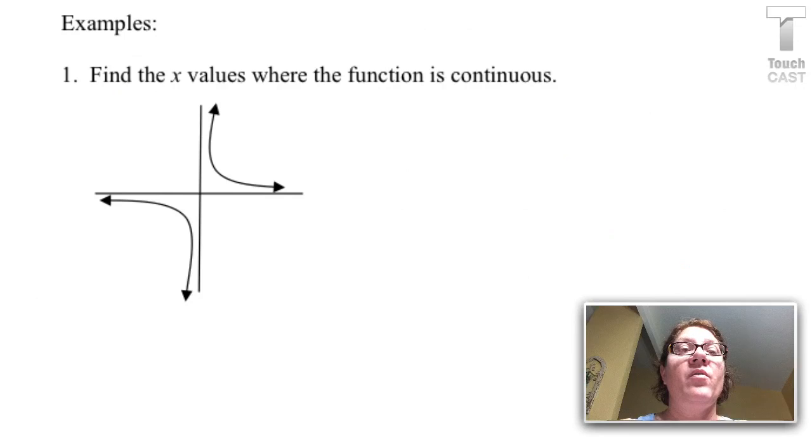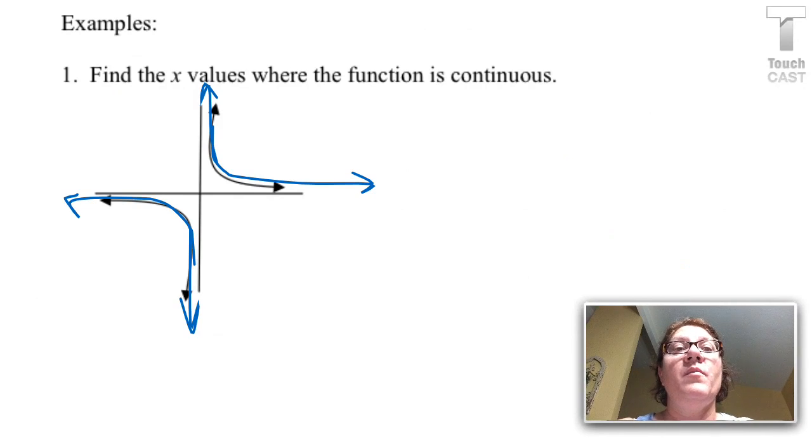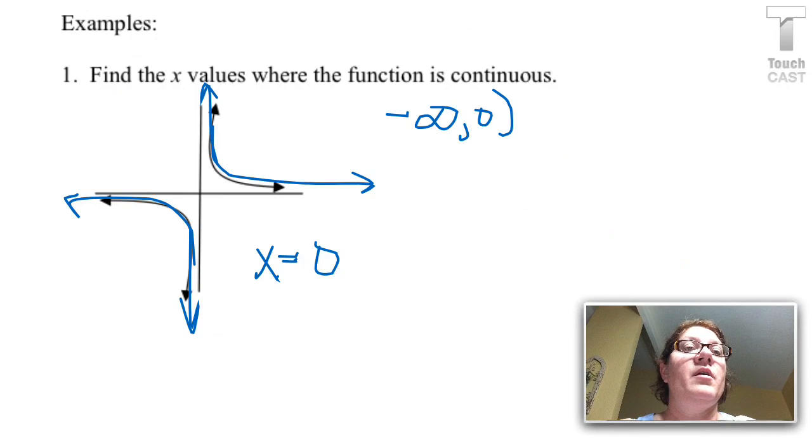So if I want to figure out all the x values where it's continuous, I notice that it's going to negative infinity here, positive infinity here, but it's nice and smooth and continuous everywhere else. So the domain values is everything except 0, so it's not defined as I get closer and closer to 0. So my domain values would be negative infinity to 0, and then 0 to positive infinity.